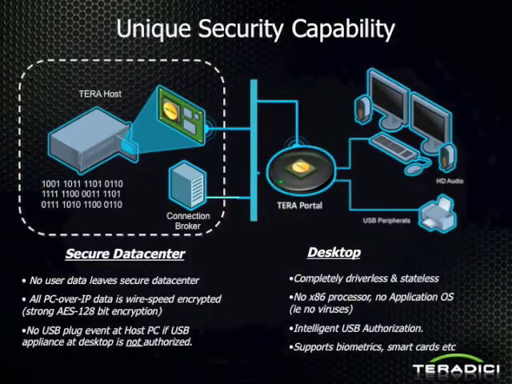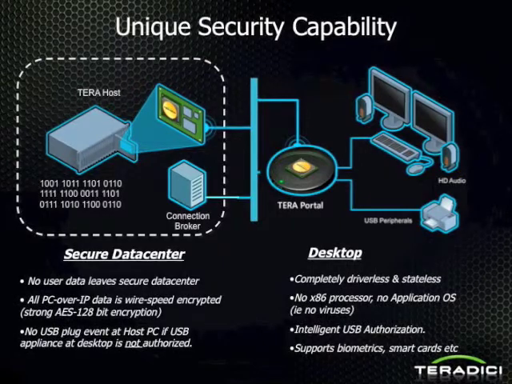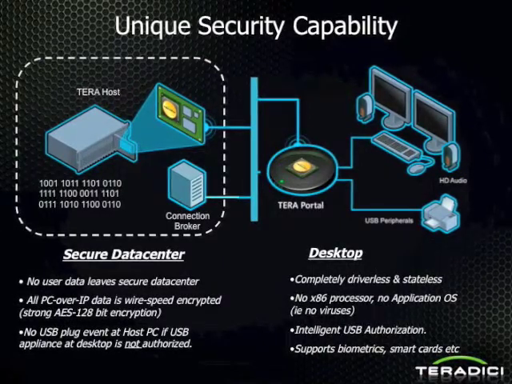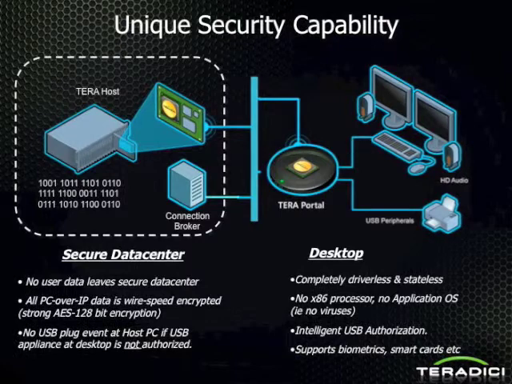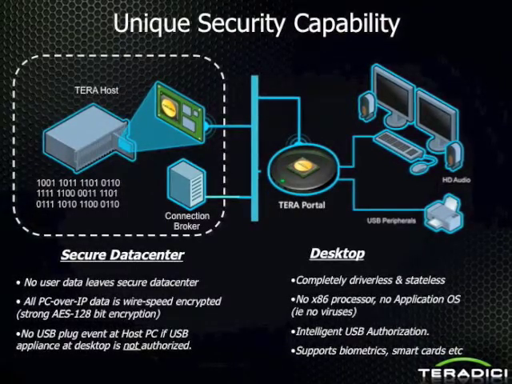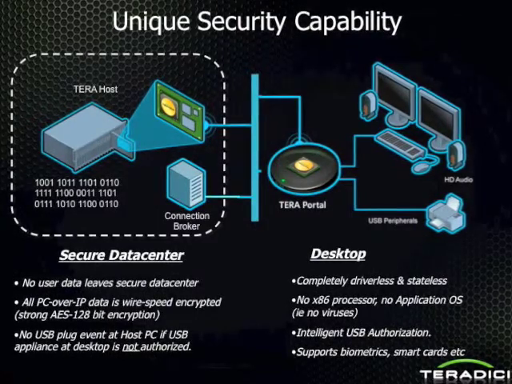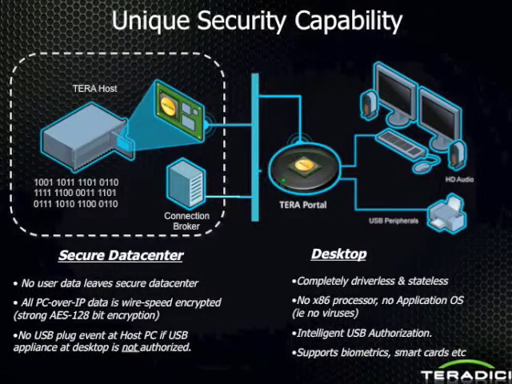PC over IP's unique peripheral hardware authorization allows IT to explicitly authorize or explicitly restrict USB peripherals. A good example of where this is useful is where IT must provide some users with data portability, such as sales and executives, but need to ensure that their data is secure even if a flash drive is lost.